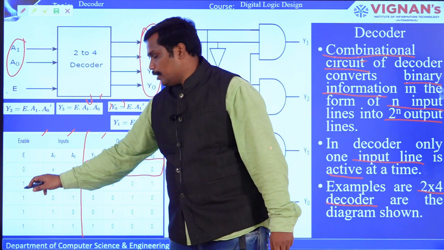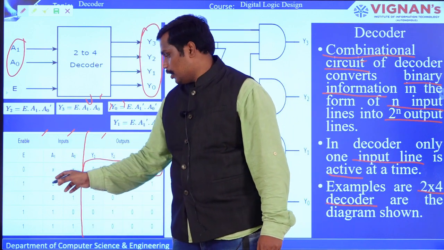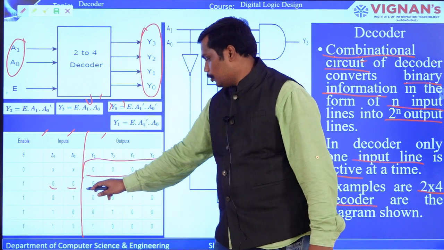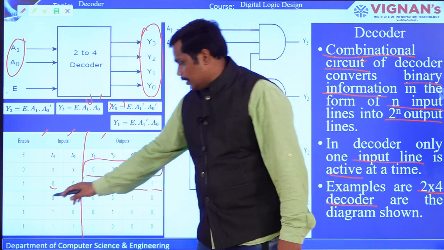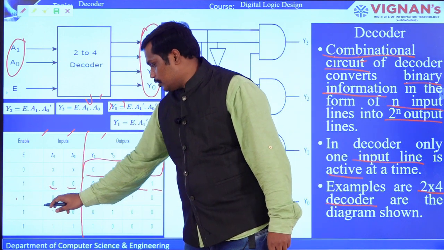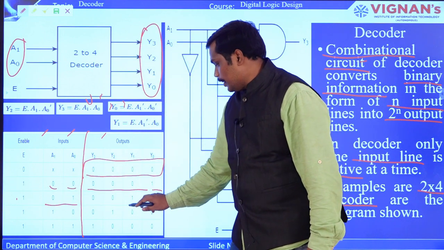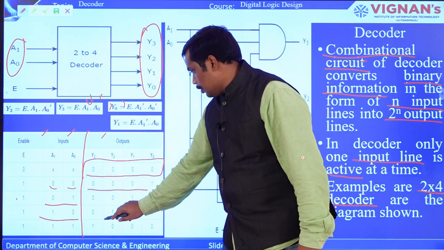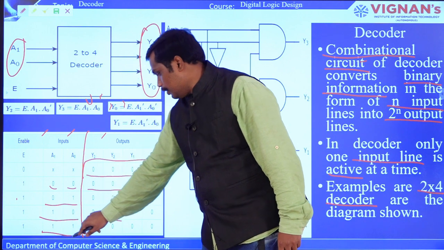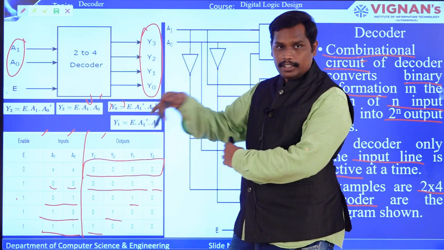And now if you make the enable pin 1 and the input says 0 0, then you will get all zeros followed by the last 1. And the same way, if the enable pin is 1 and it is 0 1, then Y1 is selected, and if 1 0, Y2 is selected. If it is 1 1, Y3 is selected. So hope that the diagram is reversed.